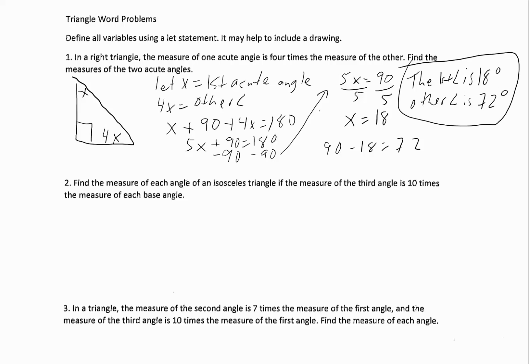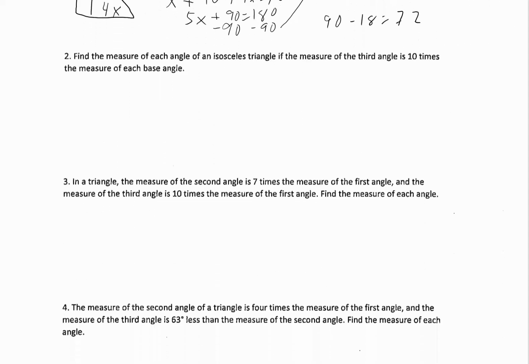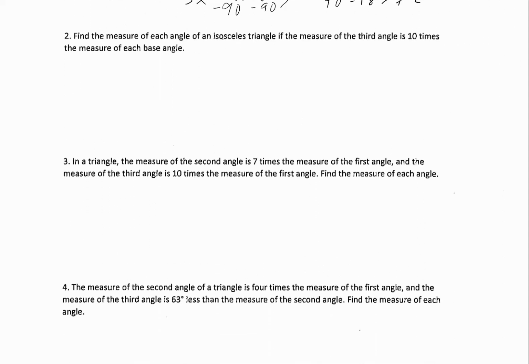It says find the measure of each angle of an isosceles triangle if the measure of the third angle is 10 times the measure of each base angle. Okay, so to start this problem, again, you have to know what an isosceles triangle is. So I'm going to draw my triangle. And an isosceles triangle means 2 sides are the same. So if the 2 sides are the same, their opposite angles are also congruent. So find the measure of each angle of an isosceles triangle if the measure of the third angle is 10 times the measure of each base angle.